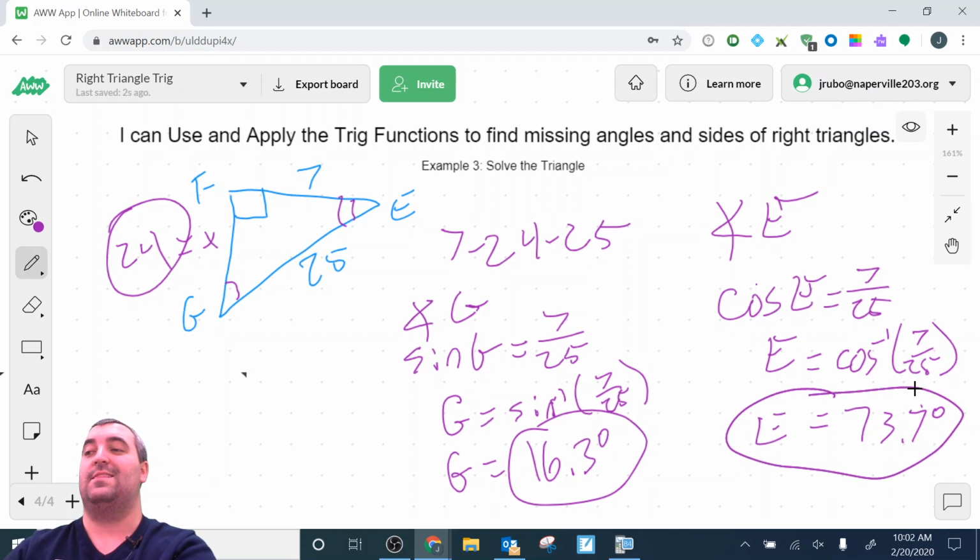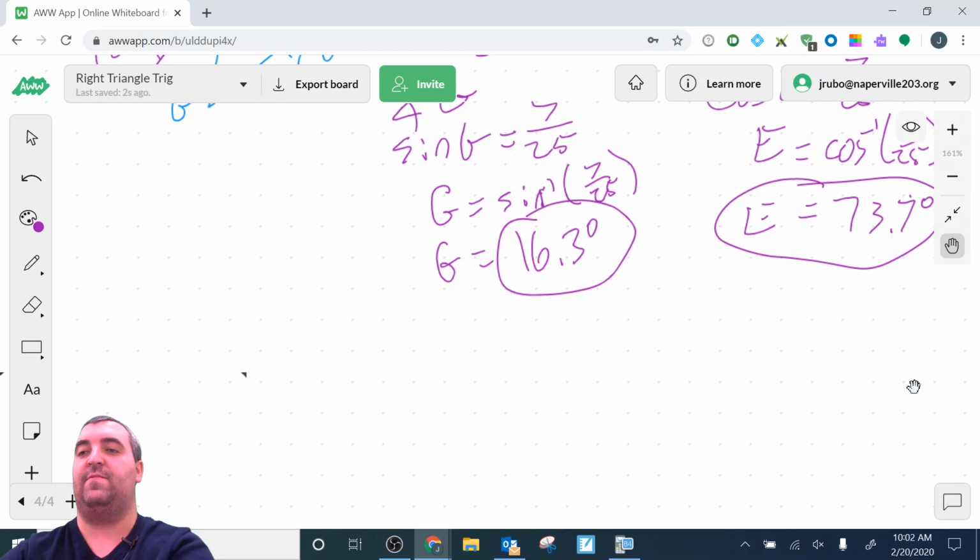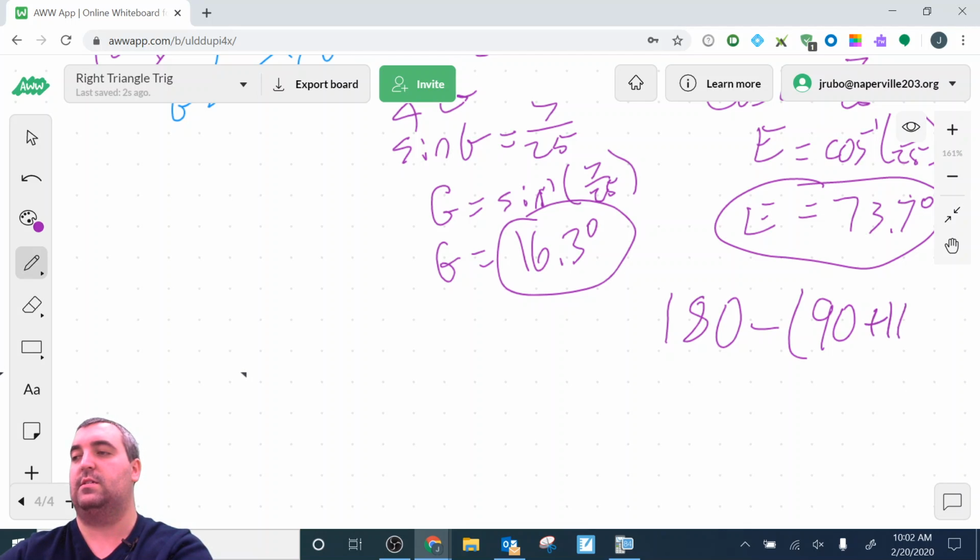And there you go. The other way we could have done this one, because we found one angle, we could have also just said, oh, well, it's a triangle. Total is 180. The other two angles we know are 90 and 16.3. Add those together, subtract from 180, you would still get 73.7 degrees.